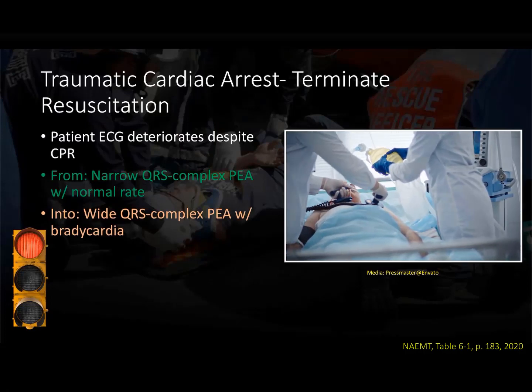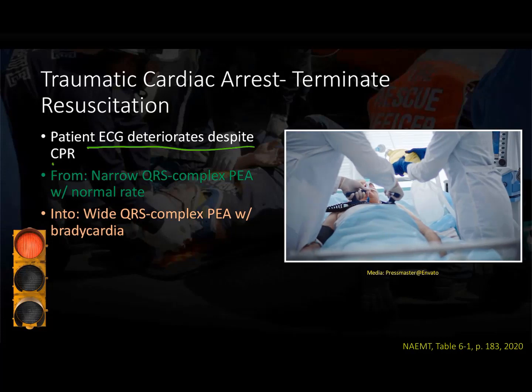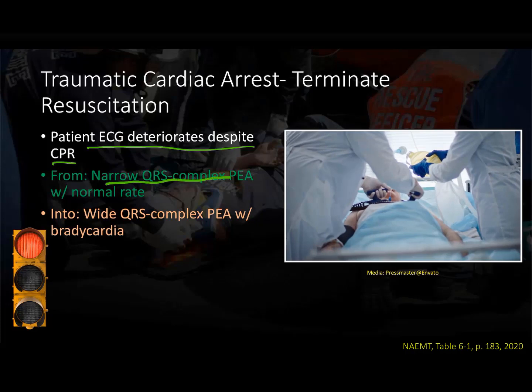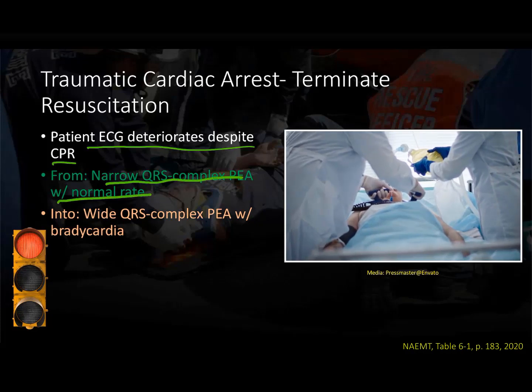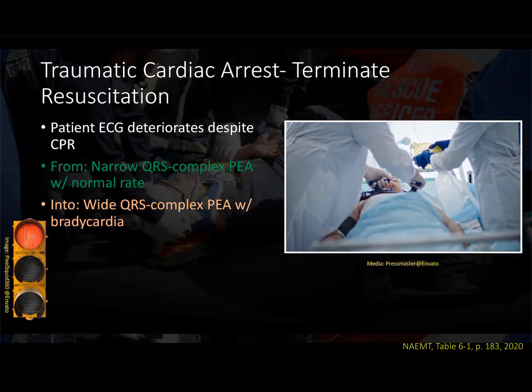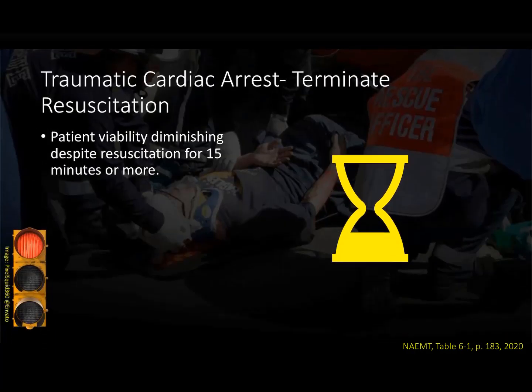Now, generally, we can terminate resuscitation in patients in which we see that their ECG is deteriorating despite CPR, or we go from a patient that has a narrow QRS complex PEA with a normal rate, and they develop a wide complex PEA with bradycardia. Again, those patients are not likely to survive. Finally, you can consider terminating resuscitation based on your local protocol, of course, when patients have viability that seems to be diminishing despite our resuscitation efforts, CPR, for example, for 15 minutes or more.